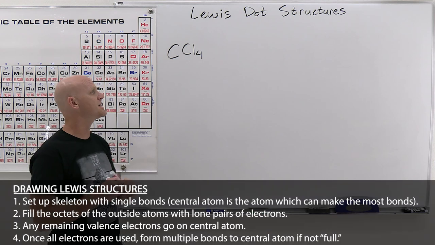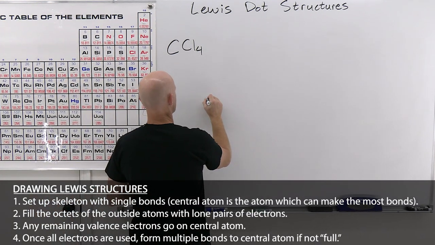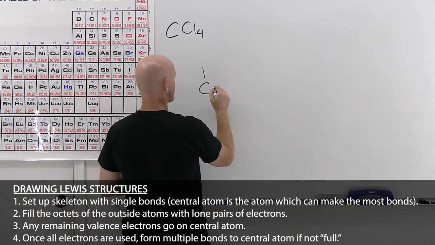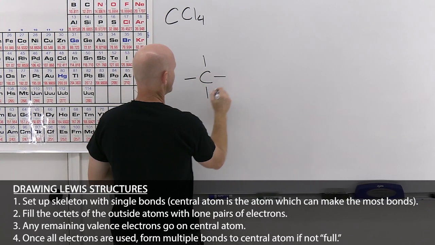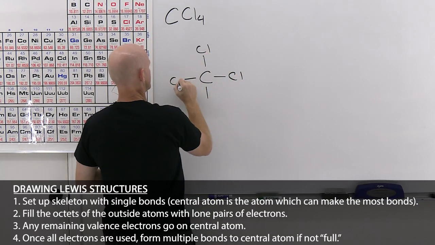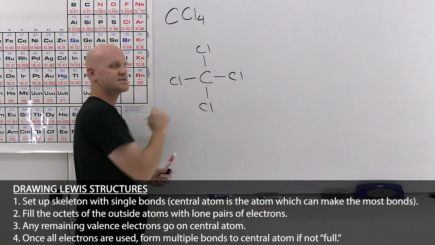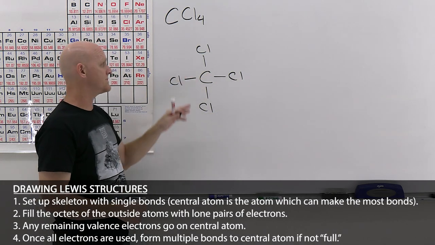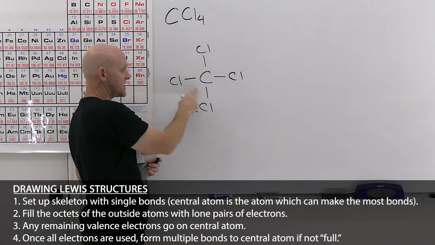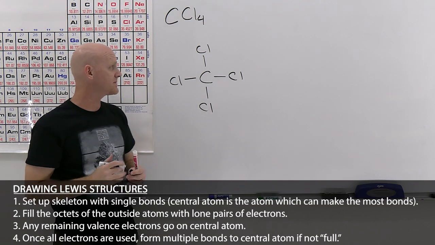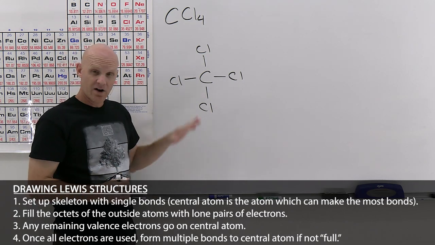And so the first thing you want to do is set up a skeleton for your molecule. So I'm going to put carbon in the middle, and we're going to connect it to those four chlorines. So carbon is the central atom, and the chlorines are on the outside. We've now drawn in 8 shared electrons, i.e. 4 bonds, and then we've got our skeleton set up.